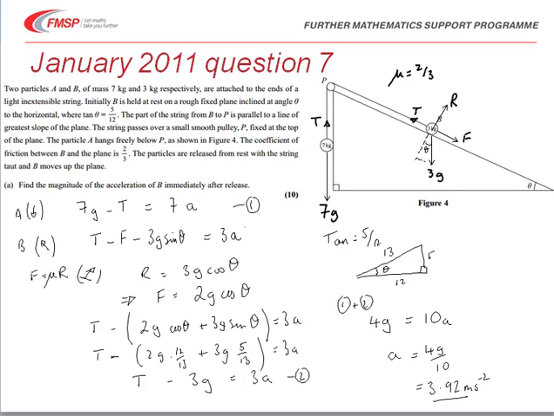So quite an involved first part of the question here. The mark allocation is as follows. There's an M1, A1 mark for doing the resolution for A, or F equals ma for particle A. Likewise M1, A1 for doing it for B. And for getting R is equal to 3g cos theta.